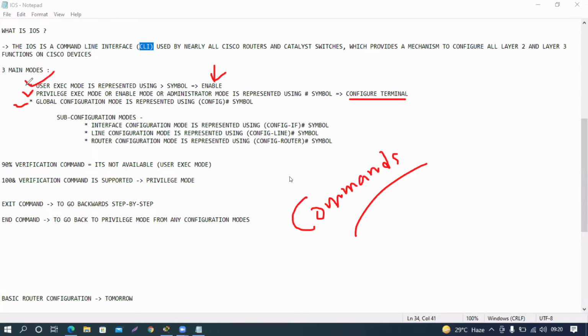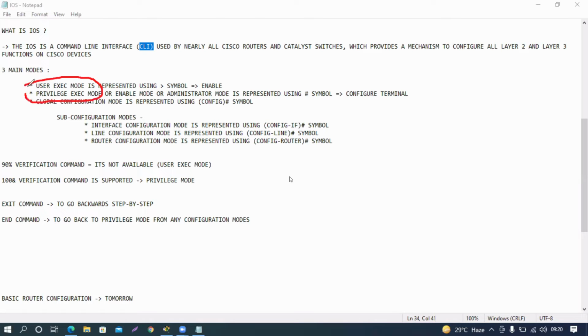Always remember that these two modes, user exec and privilege exec, are always used for verification purposes. 90% of the verification you cannot do in user exec mode, because those commands related to verification are not supported in user exec mode. But if you want to do 100% of verification, this is the mode. This mode supports 100% verification.